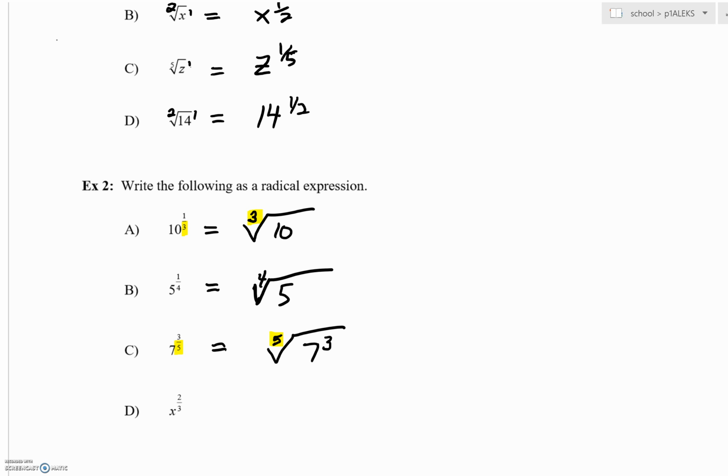Here's something more abstract. X to the 2/3. What kind of a root is it? What number goes inside? A 3. It's a cube root of x squared, right? And then you're good. So you get used to this. You can do these fast. You can do these very quickly.